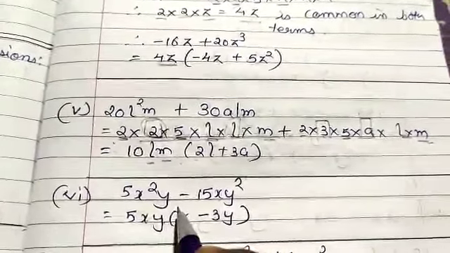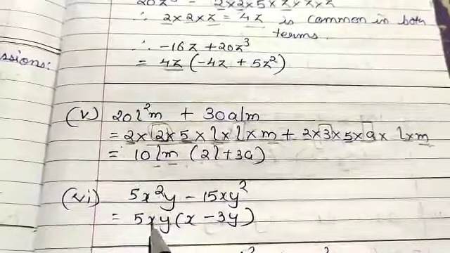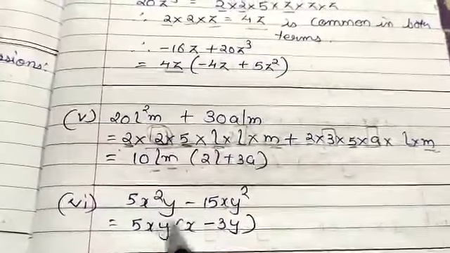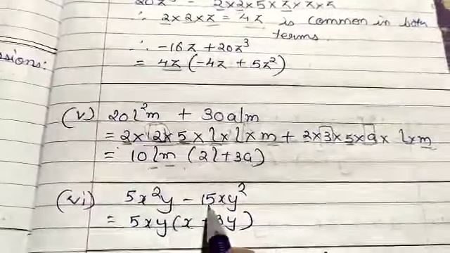So what will remain inside the bracket? From x square we had taken 1x outside, so 1x will remain inside. And from 15, 5 is common, so 3 will remain inside the bracket, that is 3 5s are 15. From x already we had taken outside as a common, and from y square 1y we had taken common outside, so 1y will remain inside the bracket. So that means 5xy in bracket x minus 3y.